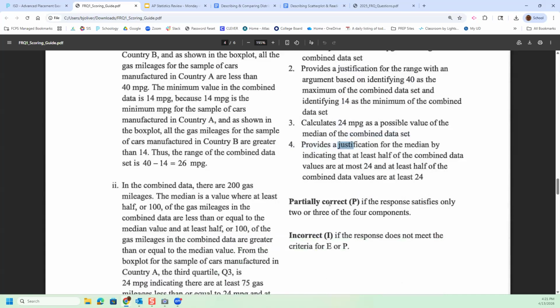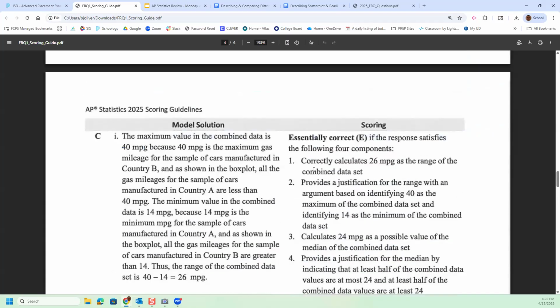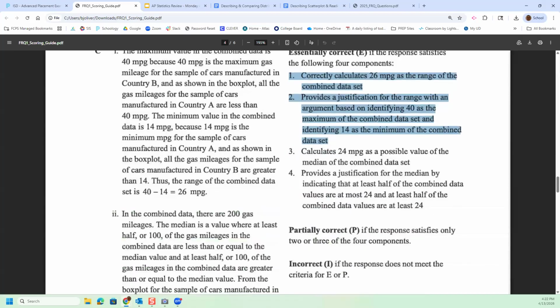However, if you look at the partially correct, you only had to satisfy two or three. So in other words, let's say you knew how to do range, but you couldn't do median. If you did range correctly, you would have gotten a P on this question. So what it's saying is if all I had done was correctly identify the range, I could have gotten a P. Or if all I did was give a number and a number, but not an explanation, I could get a P.